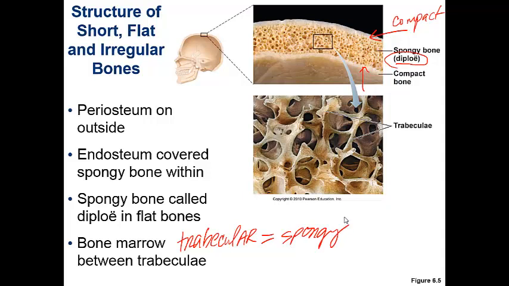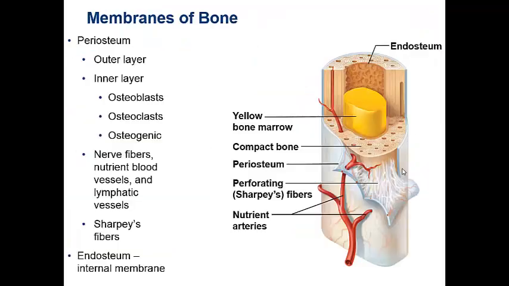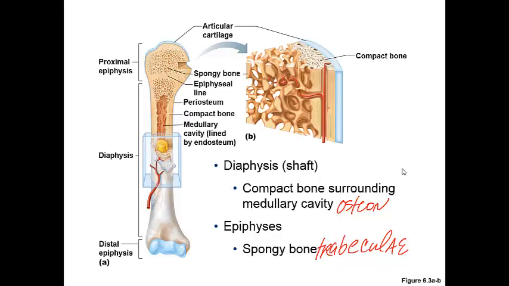And the word trabeculae is actually referring to little beams. So little beams that are filled with red or yellow bone marrow. So the main type of bone then would be the long bone. So there's the four different categories based on shape.